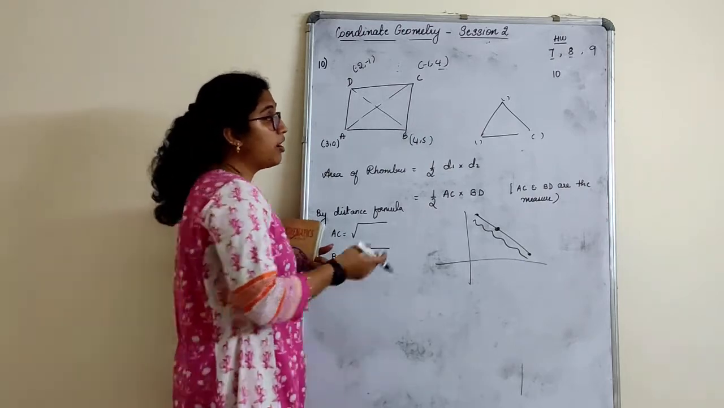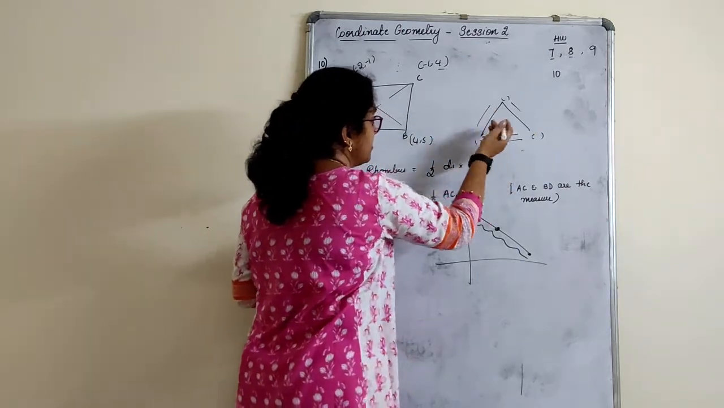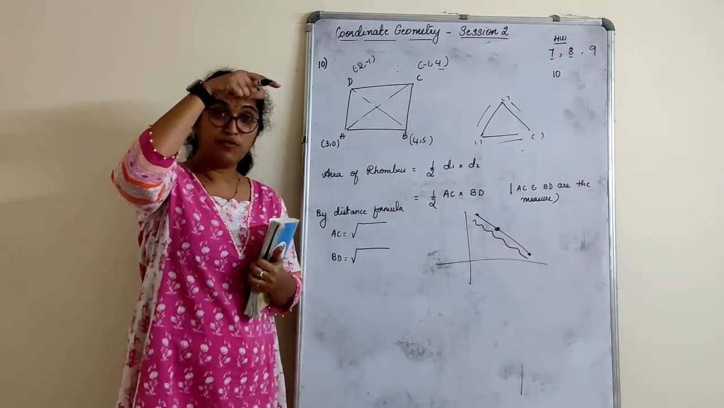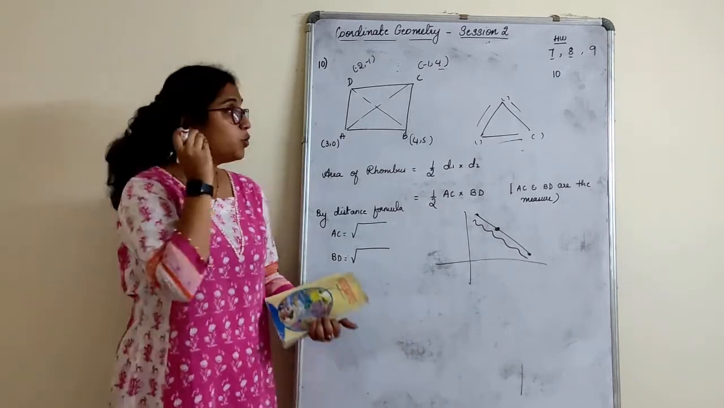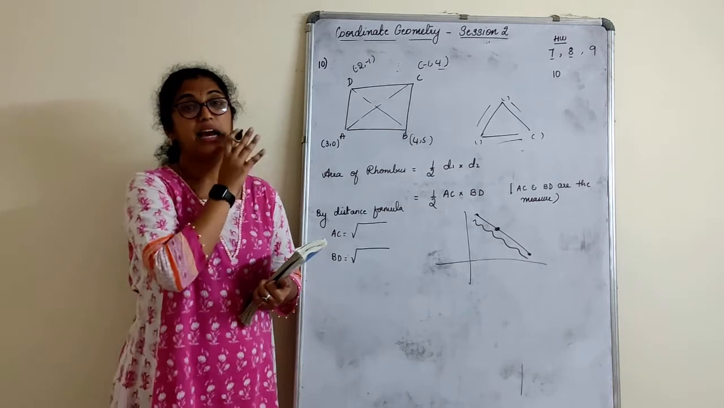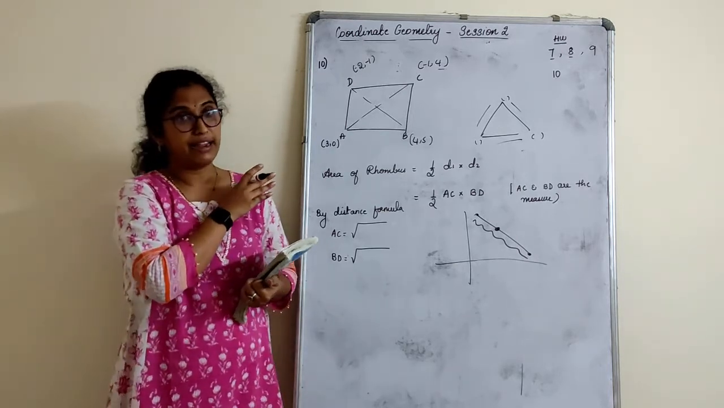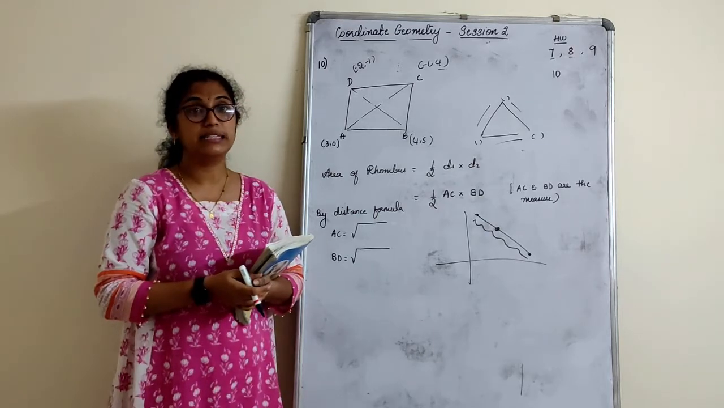Now see, using coordinates, even if I find the distance, no use. What I should do? Find the distance, apply Heron's formula, such a big one. But only using coordinates I can apply the formula and find the area of a triangle, right? That we'll be doing in the next session.